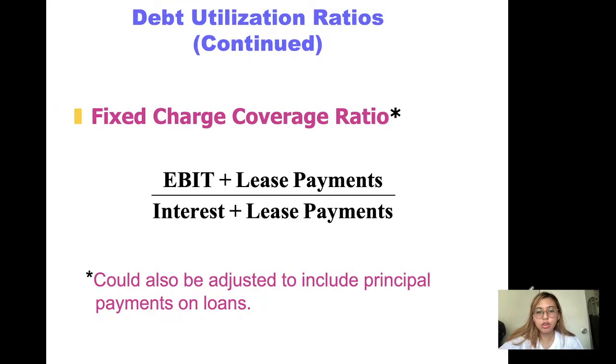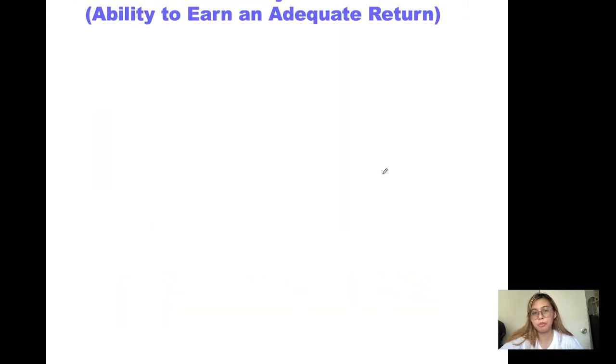So, fixed charge coverage ratio, we have the EBIT plus lease payments over interest plus lease payments. So, lease, it came from our mga nagrerenta, 'di ba? For example, may mga binayaran tayo kasi hindi naman sa atin yung pwesto or nagre-rent lang tayo doon sa isang establishment. So, yun yung tinatawag natin na lease. Could also be adjusted to include principal payments on loans.